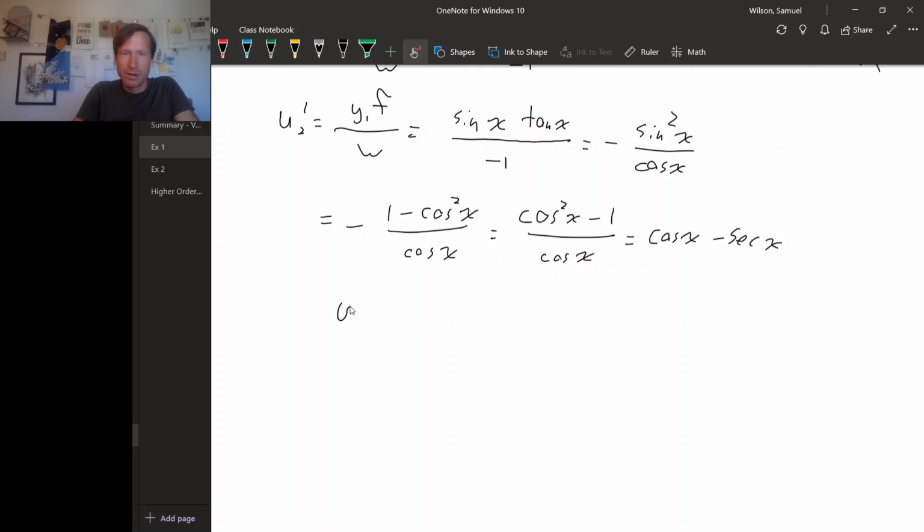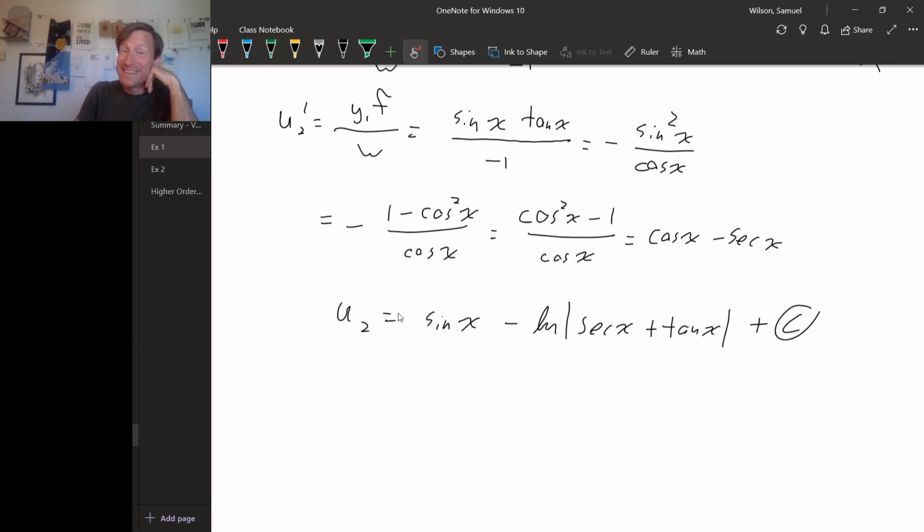So u2, when we integrate, so integral of cosine is sine, and integral of secant is natural log absolute value secant x plus tangent x. I think I have that right. Yeah. Plus a constant, but remember, we just are looking for an example of u2. We don't need the general form for u sub 2, so we can make that constant 0. Okay, now that we have u1 and u2, we can form our particular solution. So it's u1 y1 plus u2 y2.